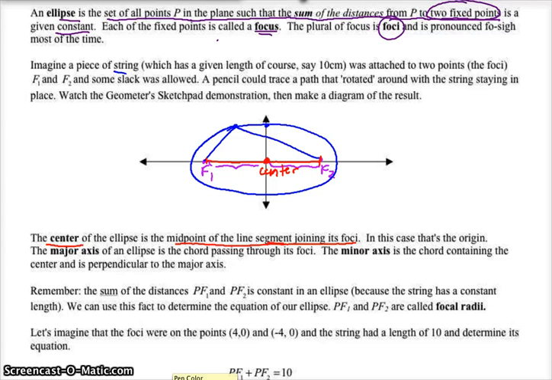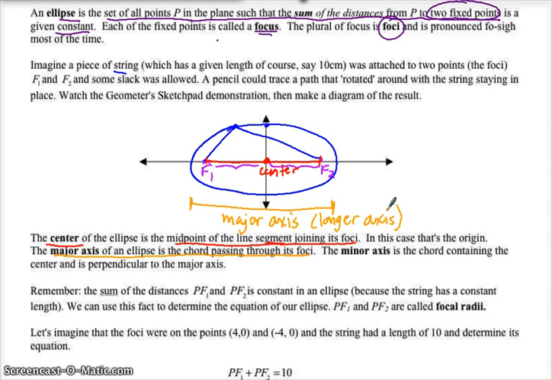Okay, then we have a major axis and a minor axis. So the major axis of an ellipse is the chord passing through its foci. So the chord, that means it has to go from the leftmost point all the way to the rightmost point of an ellipse. A chord starts on a circumference and goes all the way through to the other side. So it starts on the edge. So this is the major axis. And the major axis is always the longer axis. Okay, so that's a good thing to remember. Your major axis is always your longer axis. In this case, it's my horizontal axis.